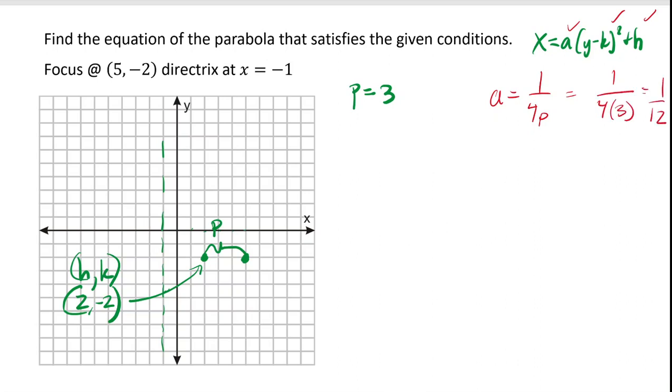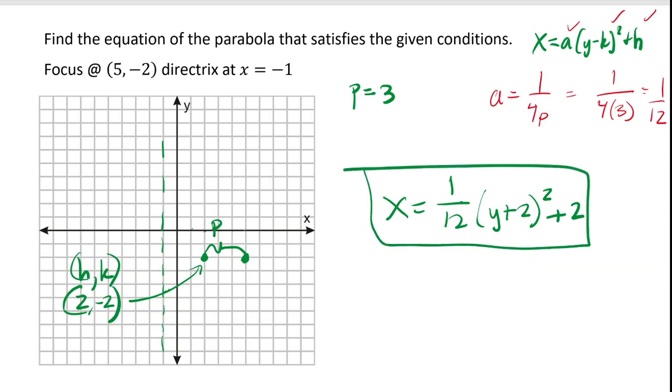So I have everything I need. The equation of this parabola then is x is equal to 1/12 times (y minus k). k was -2, so plus 2, quantity squared, plus 2. Cool. That is the equation of that parabola. You could also graph this in like Desmos or something and verify that that's correct.